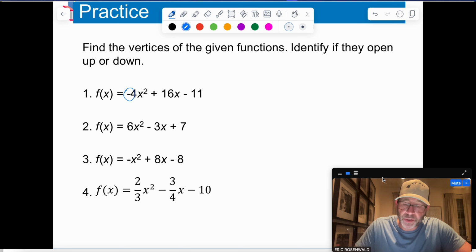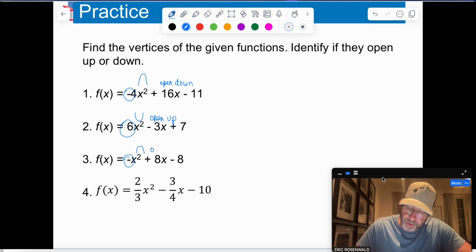So when we look at this one right here, because it's a negative, it's going to be this upside down shape. So this will open down, okay? This is a positive, so it's going to look like this. So it's going to open up. This is a negative, so it's going to open down. This is a positive, so it's going to do this, and it's going to open up.